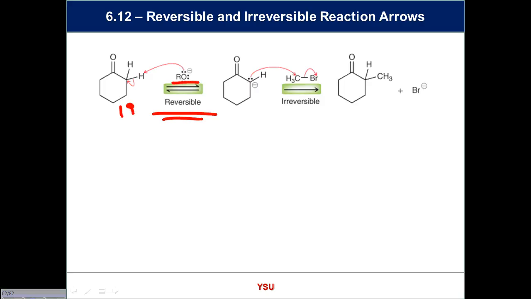What's the pKa of the conjugate acid of that? ROH is 16, isn't it? ROH is 16. So does it make sense that that's reversible? This is 16, this is 19, they're not that far apart. You would think that would go backwards and forwards.